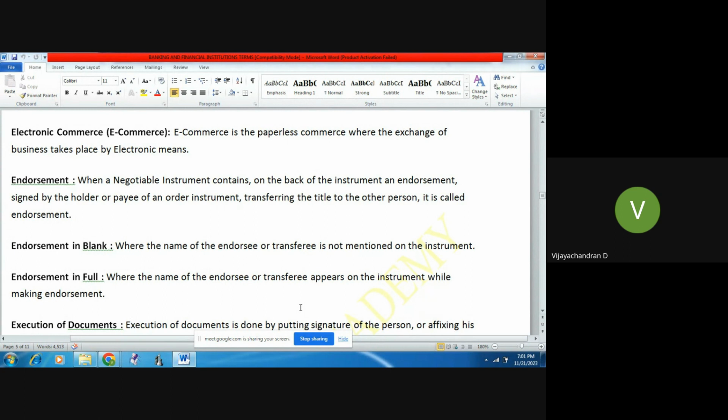So, pay to X, pay to X. So it is an endorsement. You are endorsing the check to X. So that is a full endorsement. Suppose you are transferring the check without mentioning the name, that is known as a blank endorsement.